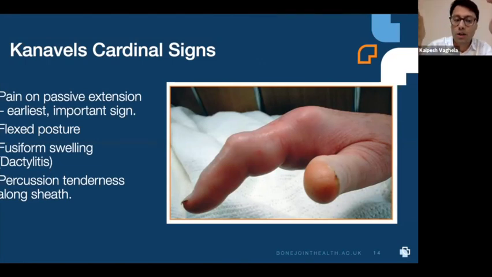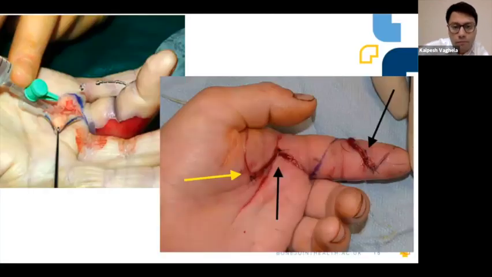There's also percussion tenderness over the sheath. So when you palpate across it, it will transmit pain up their arm. And when you've got these 4 signs, you've got to really be worried that the patient's got a flexor sheath infection, and you need to do something about it. And generally, these are the described techniques.